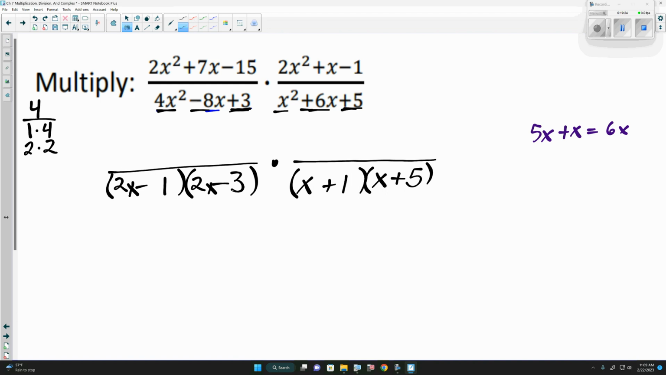Yeah, so we have one of those two factors. Now, the middle term will be different if we choose 1 and 4 or 2 and 2. Because here, with 2 and 2, we need to get a middle term of negative 8x. So 2 times negative 3 is negative 6x. Negative 1 times 2x is negative 2x, which gives us what we want. So 2 and 2 does work.